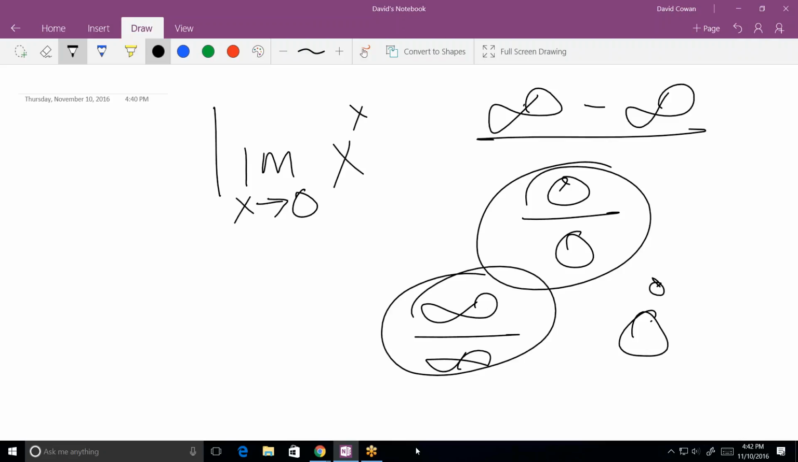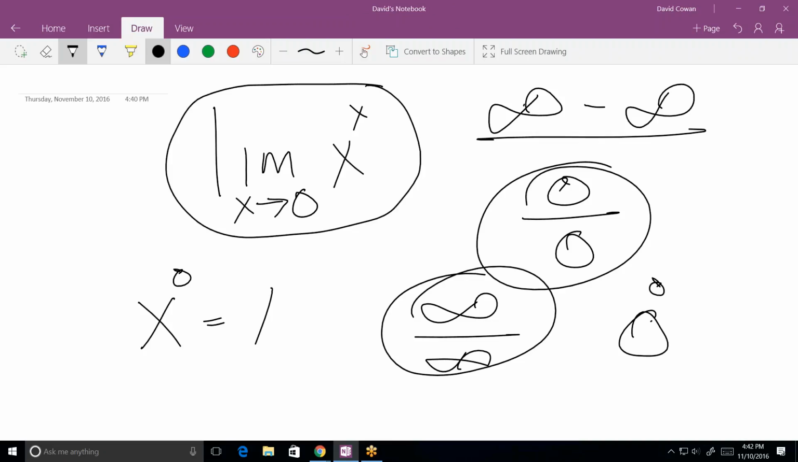Why is that indeterminate? We are taught from the get-go that any number to the 0 power is 1. If I said x to the 0 power, I could say that's equal to 1. It doesn't matter if x is minus 10 or 100 million or negative a billion. It's still 1. But what about when x is 0?